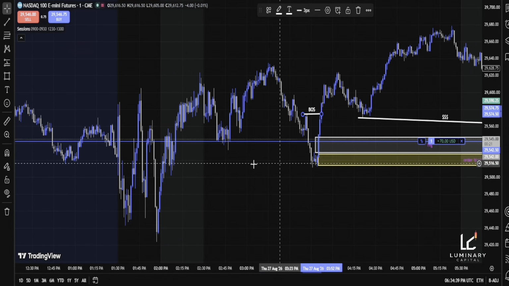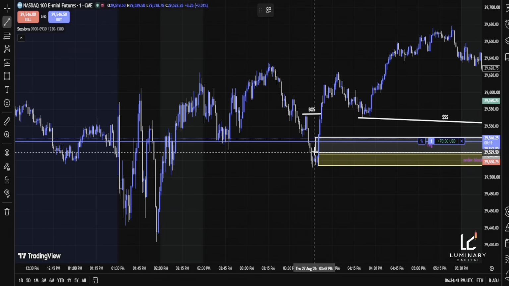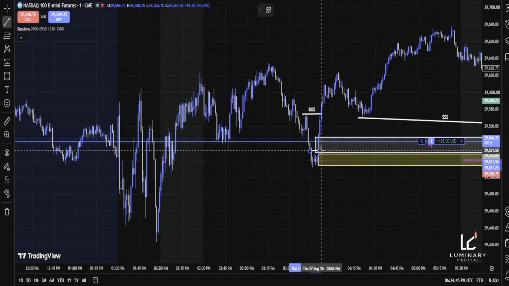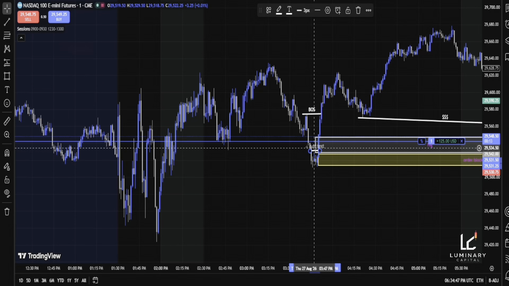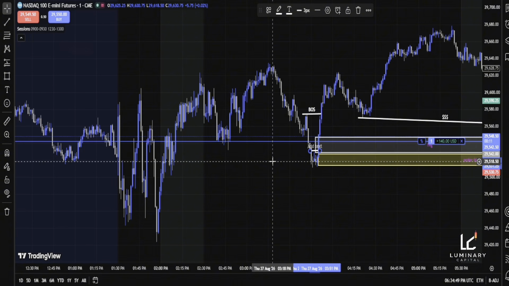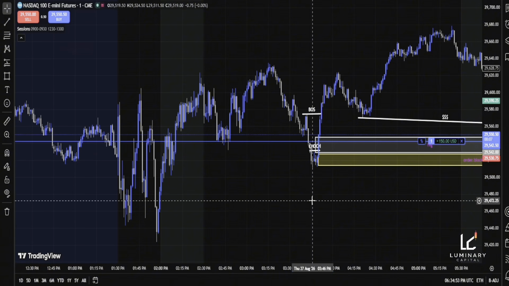So break of structure, and then right here was where we had the change of character that happened. And change of character, I'll always label that CHOCH, which stands for change of character.